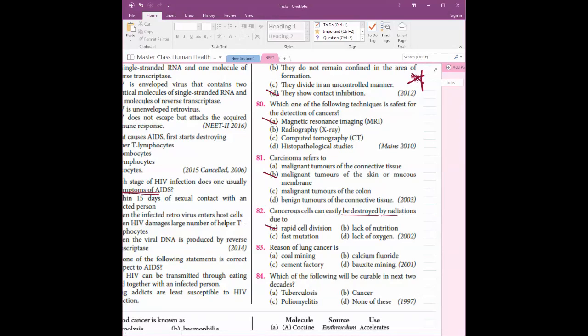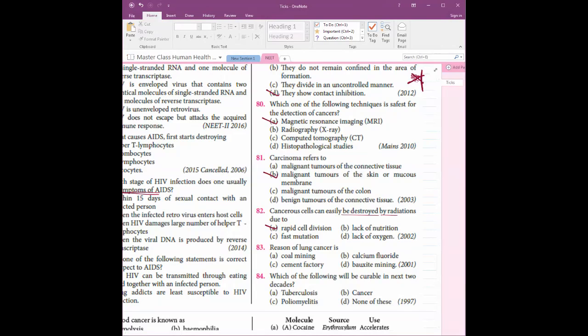Okay, reason of lung cancer. Sir, one minute. Coming back, sir, it should be both A and C, right? No, A and C, fast mutation. No, see, fast mutation is going to be later on. First, it is going to be because of rapid cell division only. Otherwise, normally they will not undergo fast mutations. Naturally, they themselves are not undergoing fast mutations as such.